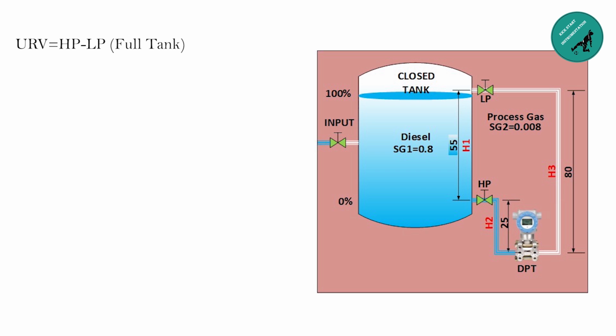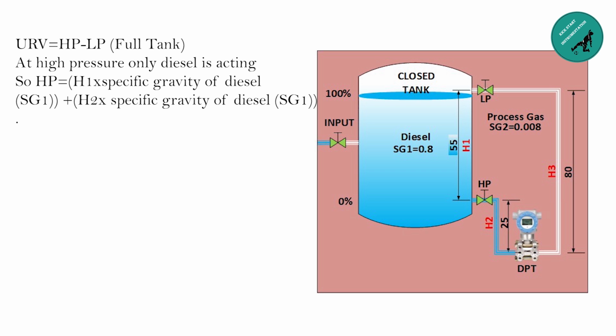URV is equal to high pressure minus low pressure. At high pressure, only diesel is acting. So high pressure is equal to H1 into specific gravity of diesel SG1 plus H2 into specific gravity of diesel SG1. H1 is 55 into specific gravity of diesel 0.8 plus H2 is 25 into specific gravity of diesel 0.8, which is equal to 44 plus 20, which is equal to 64.